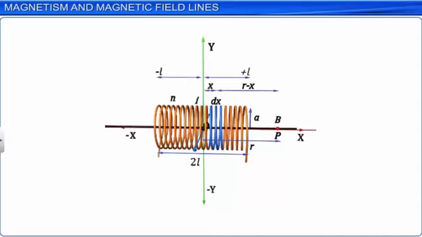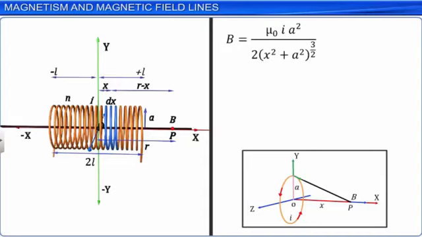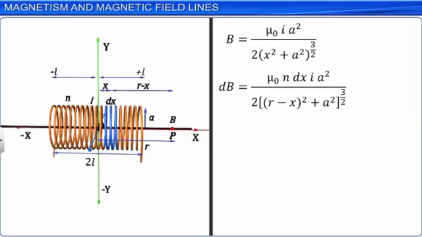We learnt earlier that the magnetic induction B on the axis of a current-carrying circular loop at a distance x from the center of the loop is equal to μ₀Ia² by 2(x² + a²)^(3/2). Thus, the magnetic induction due to the current passing through the small element of the solenoid at the point P on the axial line, dB, is equal to μ₀ n dx I a² by 2((r − x)² + a²)^(3/2).